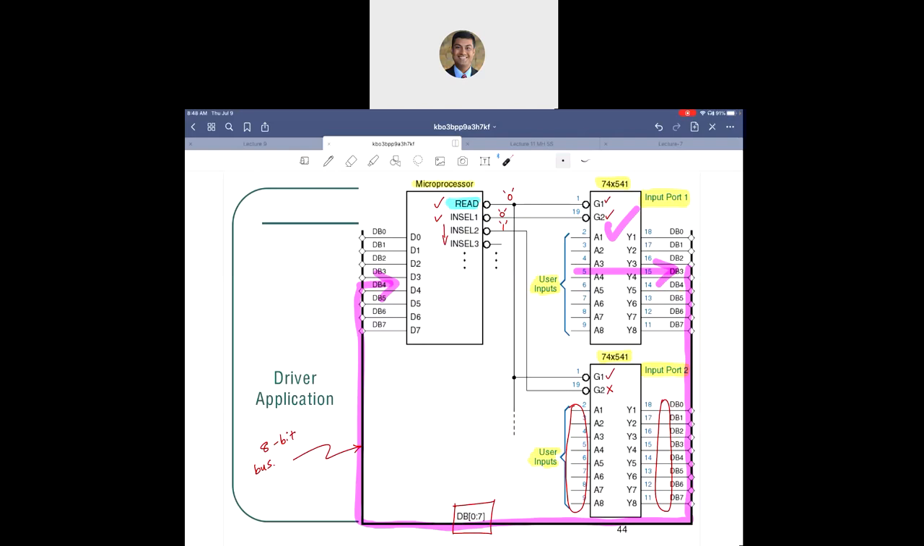So the microprocessor essentially is controlling which set of user inputs to read from. That's it. Should I read from input port 1 or should I read from input port 2? That's the only thing the microprocessor is controlling. But it's a simple read operation.